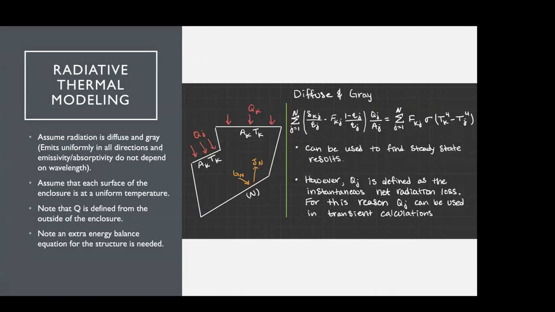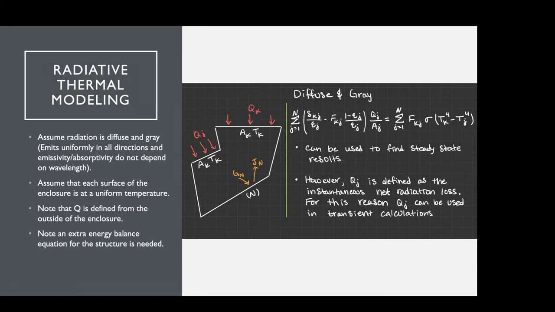But now we have to consider radiation as well. For radiation, you form an enclosure, and you assume that the radiation is diffuse and gray. You also assume that each surface inside your enclosure is of uniform temperature. Skipping a lot of math, you arrive at this system, the top equation there. For each surface, you have an equation, and then you can solve that system of equations for Q, which is your heat flux. That tells you that Q right there is the instantaneous net radiation loss from that surface.